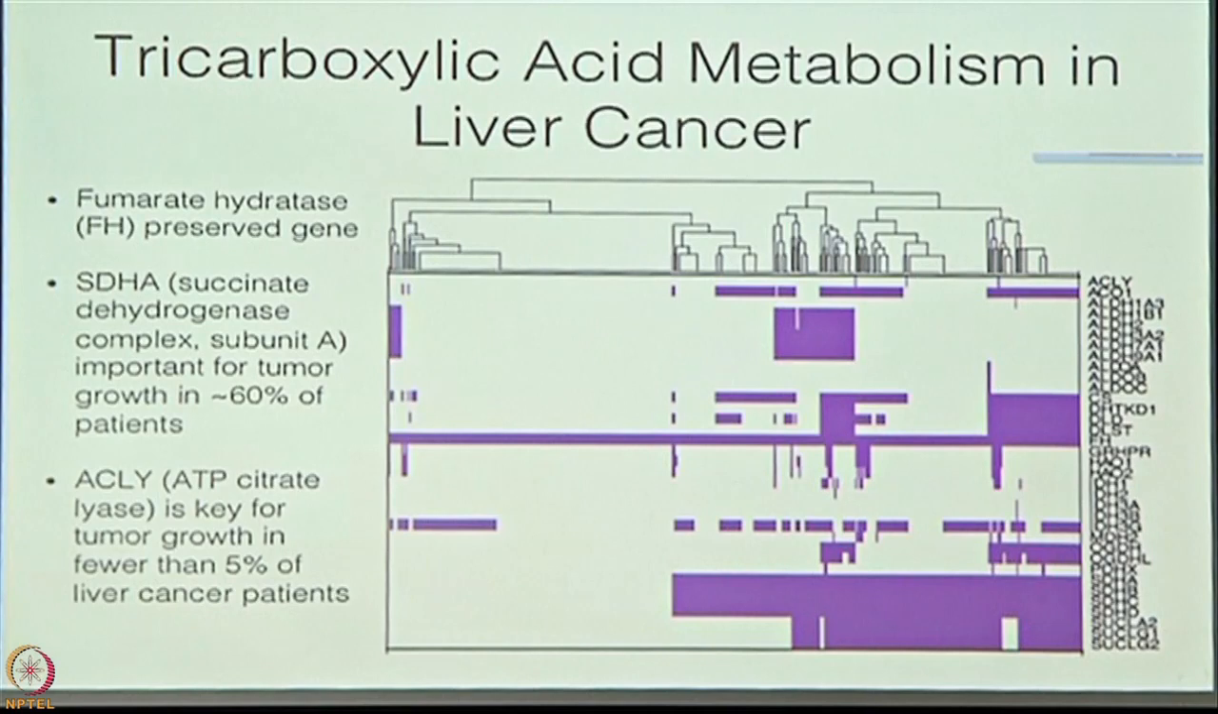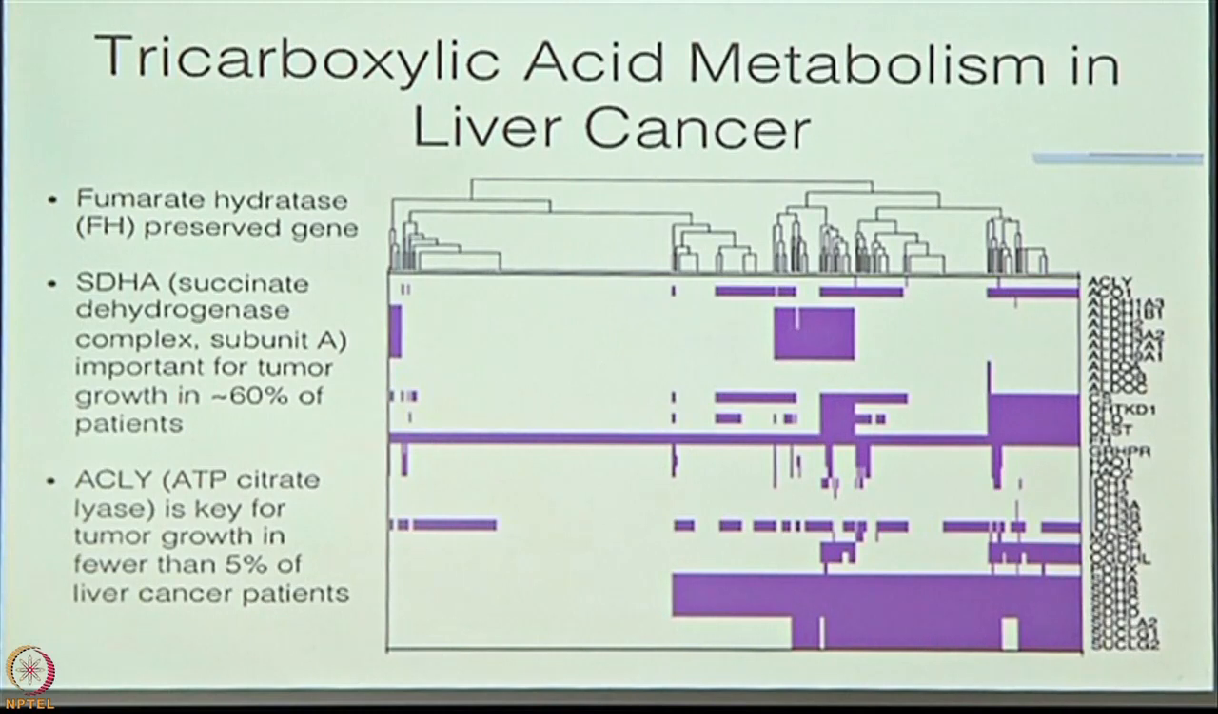Then we looked at these, all liver cancer patients, and I am looking at elements of tricarboxylic acid metabolism. I want to tell you that FH, or fumarate hydratase, was found in all liver cancer tumors. ACLY, right there on the top, see those small bars there? It was found in less than 5% of liver cancer patients. And finally, succinate dehydrogenase complex subunit A was found in 60%.